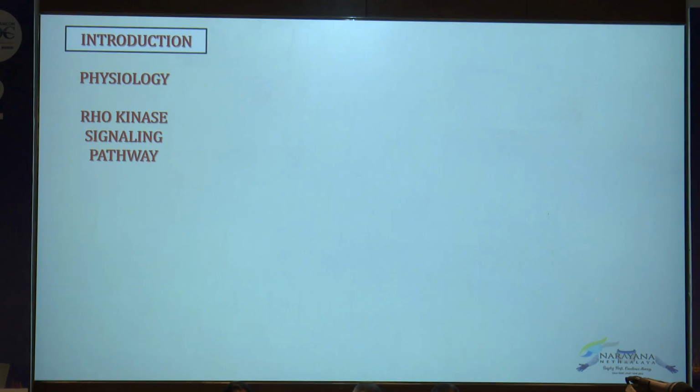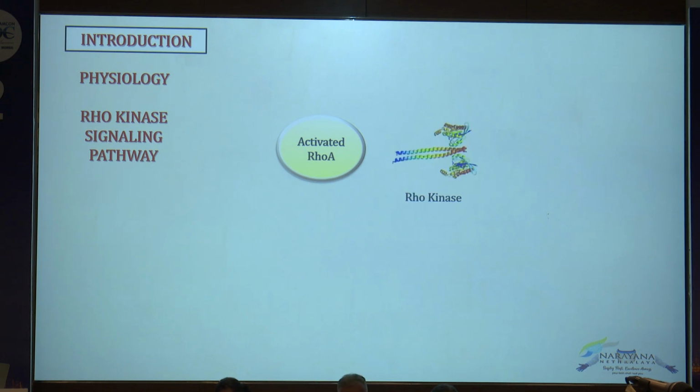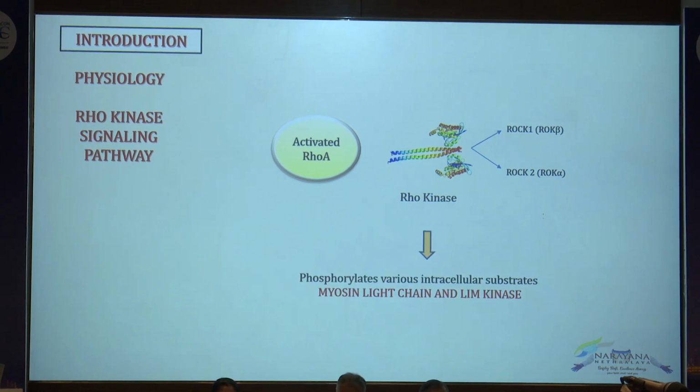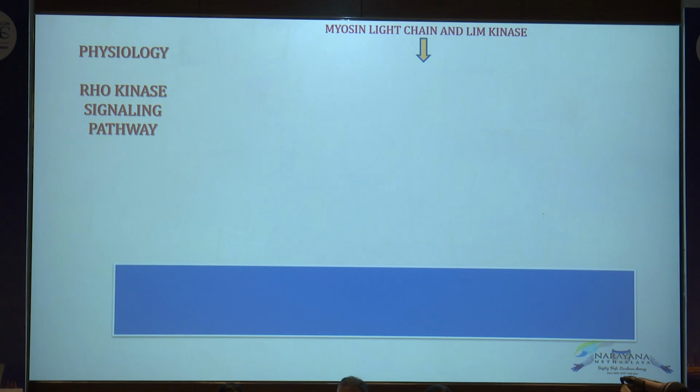So we all know that Rho kinase is a molecule which has been talked about quite a lot from Kinoshita's group and other groups after that, who have used this in cases which have endothelial issues. Basically, the activated RhoA acts on Rho kinase, dividing it into ROCK1 and 2, and this works to phosphorylate various intracellular substances in the corneal endothelium. And it has various actions.